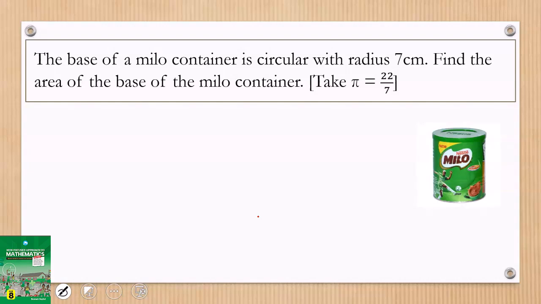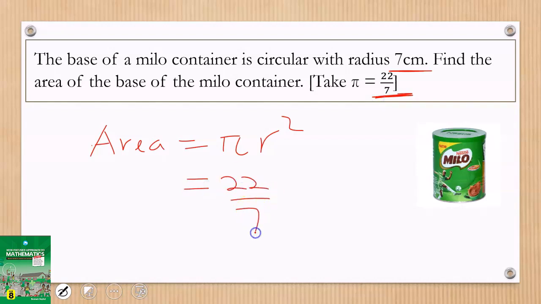Example number 1. The base of a Milo container is circular with radius 7 centimeters. Find the area of the base of the Milo container, taking pi to be 22/7. Good. So what we know already is that area of a circle is equal to pi r squared. And in this question, our radius of the circular Milo container has been given as 7. Our pi, we have to take it as 22/7. And so we can say 22 divided by 7 times the radius, which is 7 times 7.